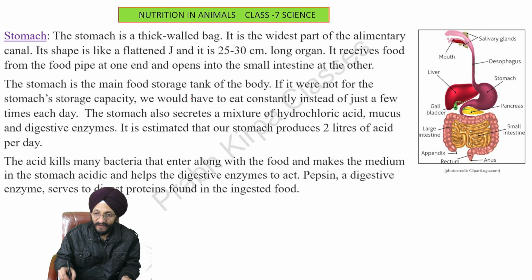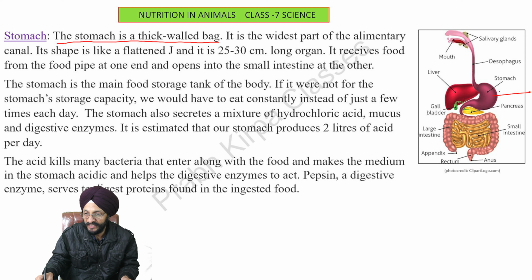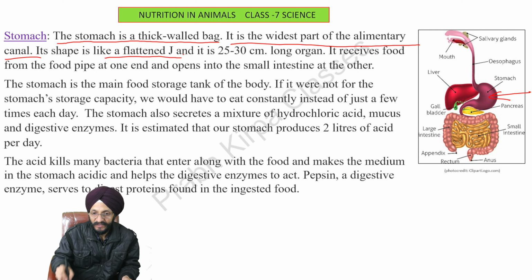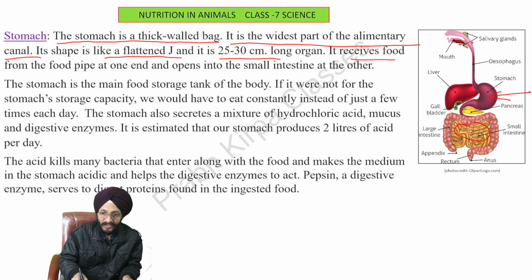Next, after esophagus, the food passes into stomach. This is a thick walled bag. You can see here, this is stomach. It is the widest part of the alimentary canal. Its shape is like flattened J. It is 25 to 30 centimeter long organ. It receives food from food pipe at one end and opens into the small intestine, this is the small intestine, at the other.